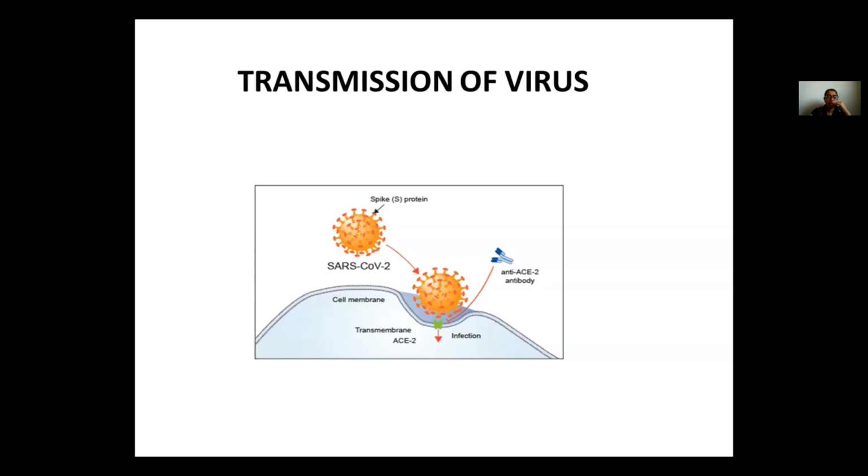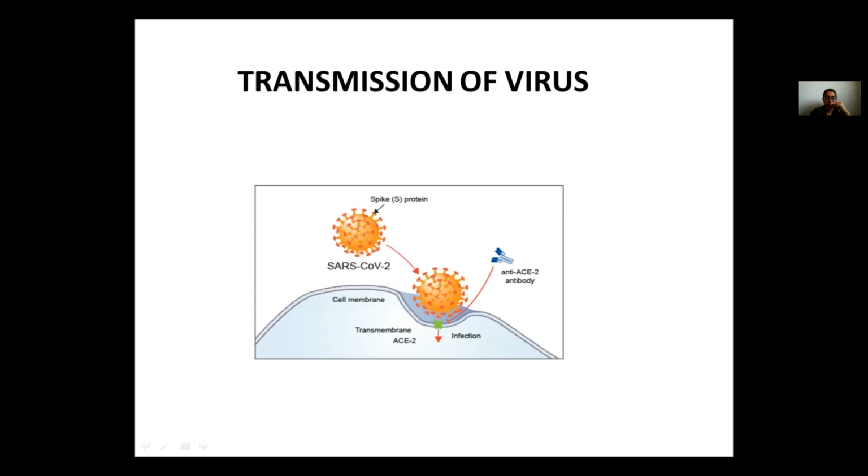Now, how does this virus transmit from humans to humans? COVID-19 is transmitted by the virus SARS-CoV-2. It consists of spike proteins present on its surface, and as you all know, in our body, in the lungs, heart, on the dorsal side of the lungs, and in the kidney, we have ACE2 angiotensin converting enzyme receptors, which are present to maintain the blood pressure in our body.